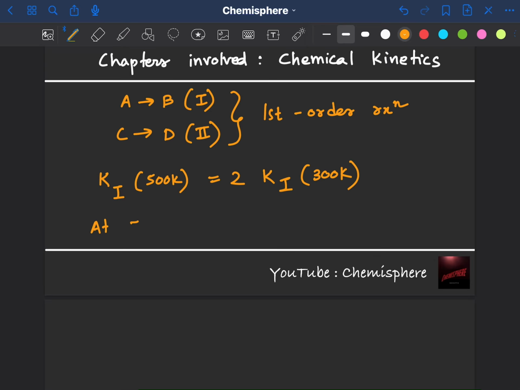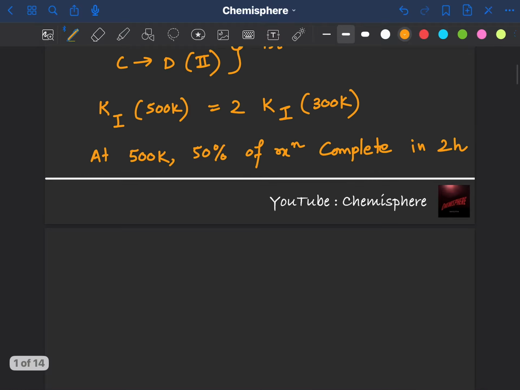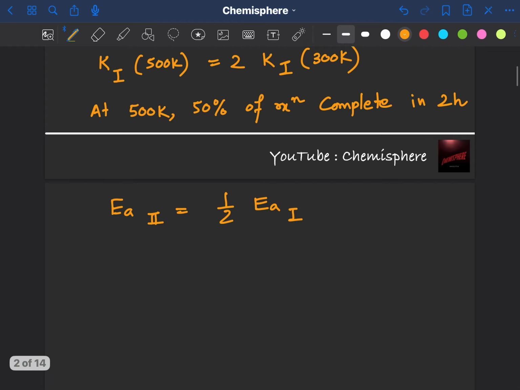Then at 500 Kelvin, 50% of the reaction completes in 2 hours. The next information is that the activation energy of the second reaction is equal to half of the activation energy of the first reaction. Then the rate constant of the second reaction at 500 Kelvin is equal to 2 times the rate constant of the first reaction at 500 Kelvin.